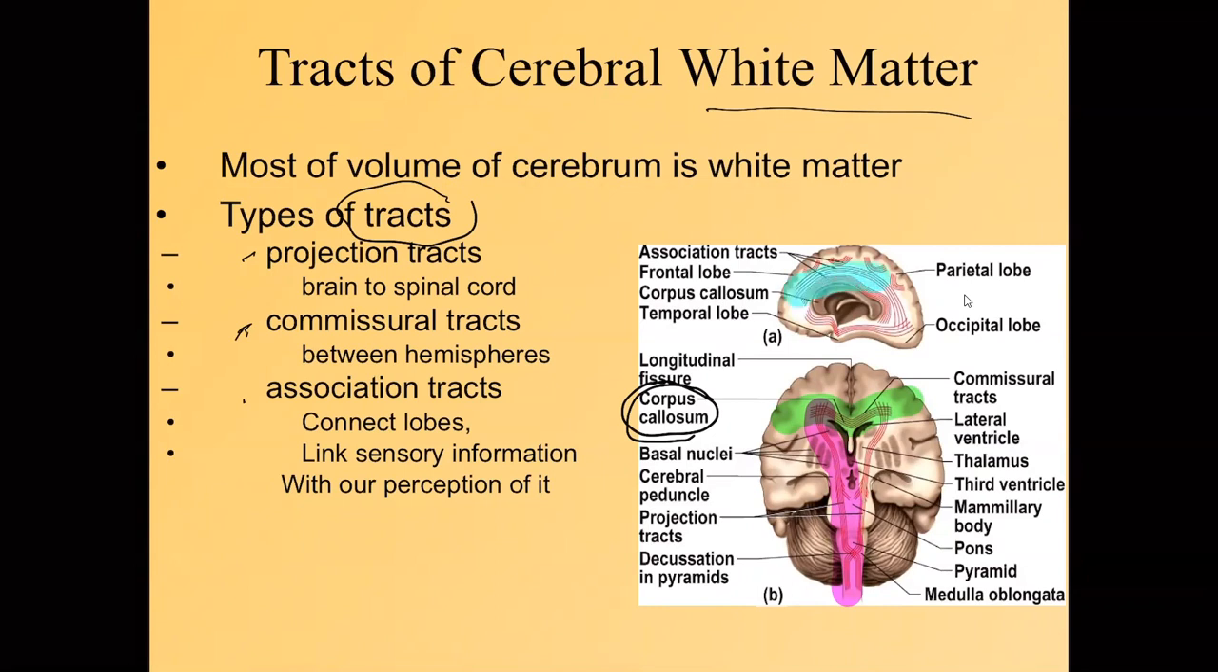So here's an association tract. This is in the parietal lobe, and there's the occipital lobe. It's taking information from the parietal lobe to the occipital lobe, or connecting things from the temporal lobe to the occipital lobe. So it's like connecting the lobes together. You don't have to memorize the names of the tracts. I just want you to know these 3 things.